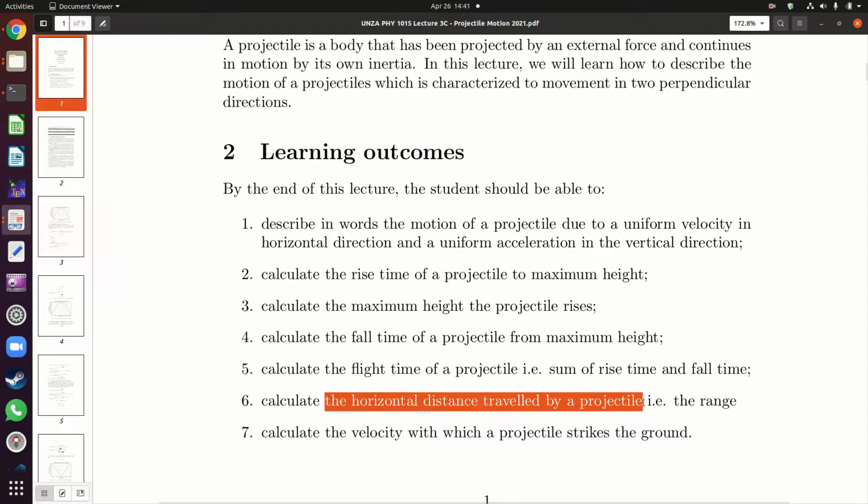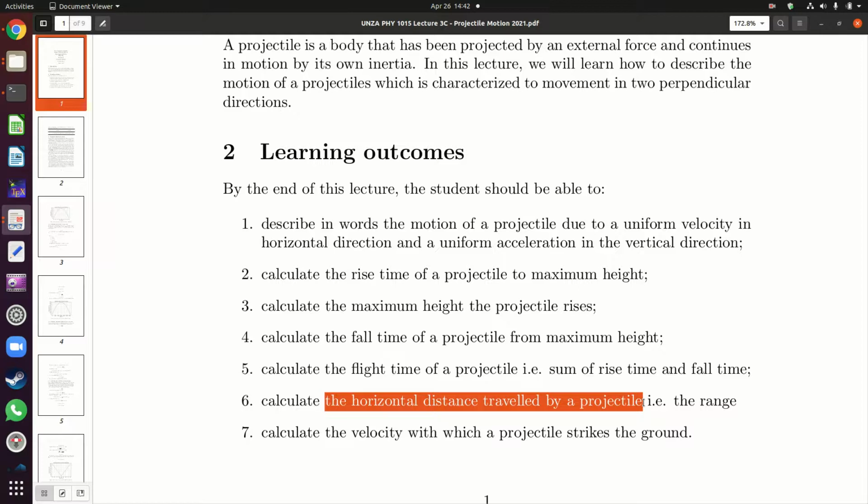Yes? What are we supposed to use when finding the flight time? You said the rise time minus or plus the fall time? Plus, the sum. So flight time is equal to rise time plus fall time.